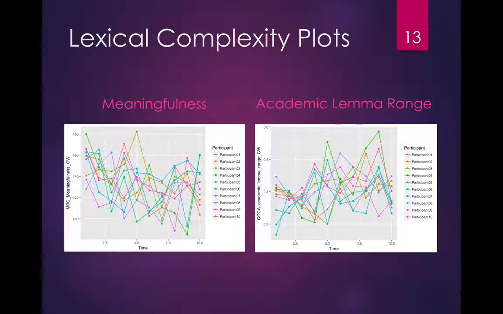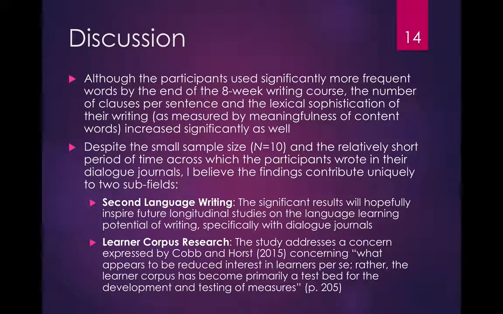Now, you'll notice that the graph on the right, that academic lemma range, basically, what the graph is showing is that over time, as I mentioned, my students started to use words that are more frequently found in reference corpora, over time, which is not what we would have expected. And the jury's still out on why that may have happened. So if you guys have any suggestions, I'd love to hear it. But it wasn't exactly what we expected.